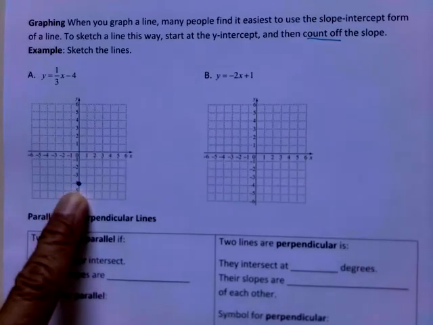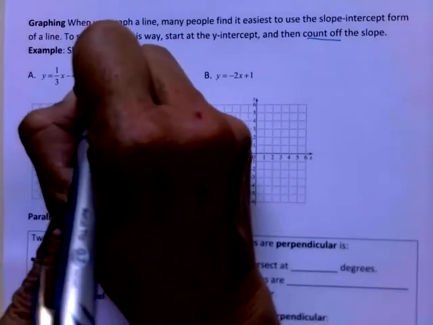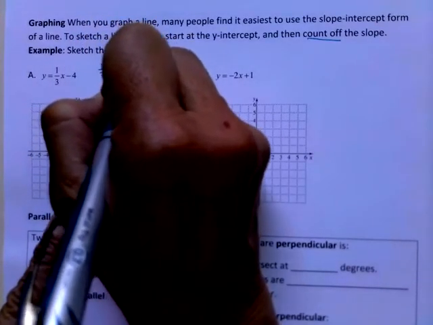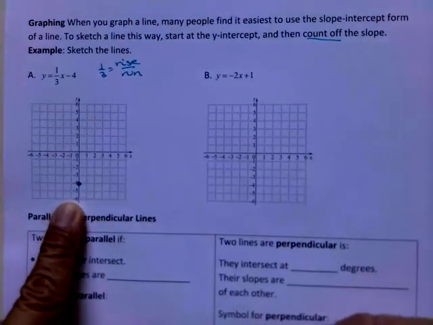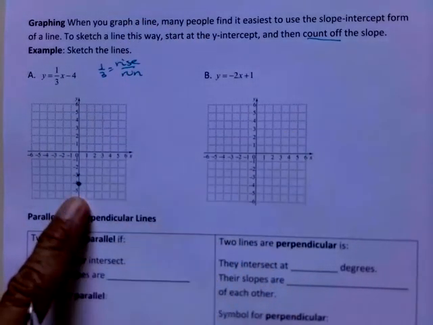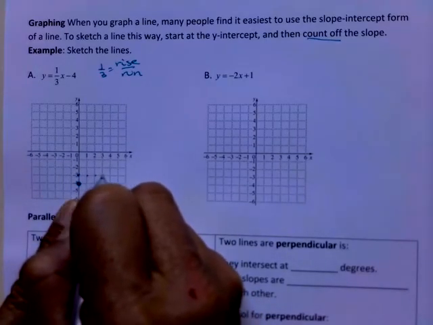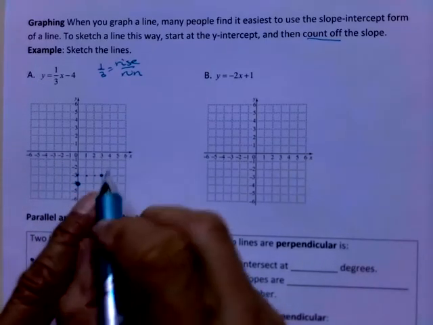And when I say count off the slope, remember slope is rise over run. So 1/3 is our slope, and that's rise over run. So we're going to rise 1 and then run 3. So up 1 and then to the right 3. And let's do that one more time.